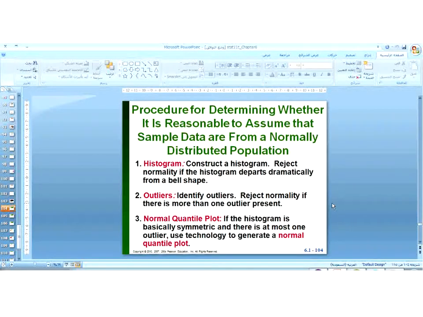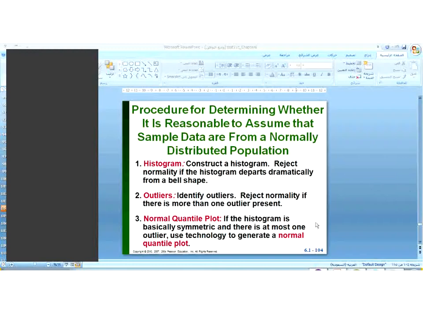So what is the procedure for determining whether it is reasonable to assume that sample data are from a normally distributed population or not? Using the histogram, you can construct a histogram, and from its shape we will decide if it is bell shaped; then I will say it is normal, and we will reject normality if the histogram departs dramatically from a bell shape. I can also assess normality by identifying outliers. If there is a large outlier, I will reject normality if there is more than one outlier present.